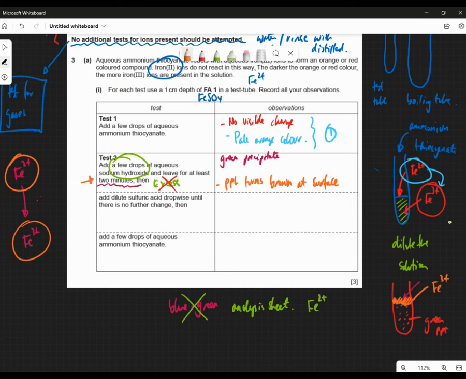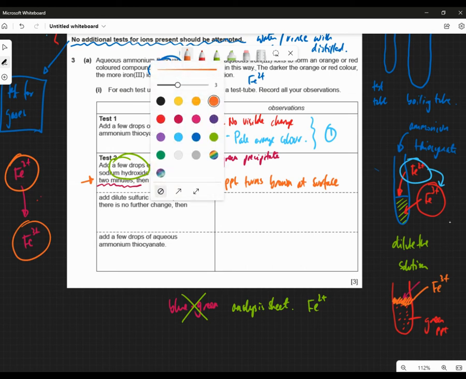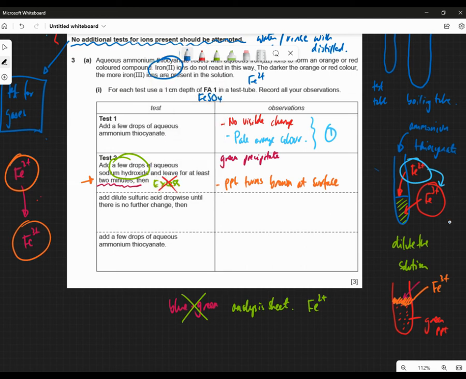Add dilute sulfuric acid, drop-wise, that means drop by drop, until there is no further change. So if you add sulfuric acid, what do we get? Let me get a nice colour here. Let me get this nice blue. What you get is, very simply, the precipitate dissolves. Keep it clean and simple. And the precipitate dissolves to give an orange-brown solution. Lots of you aren't saying what happened to the precipitate.